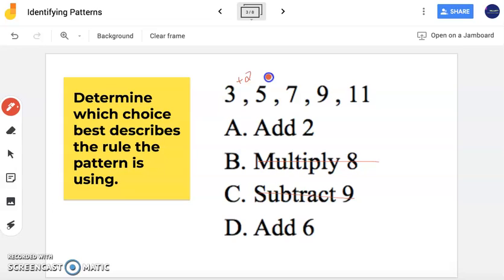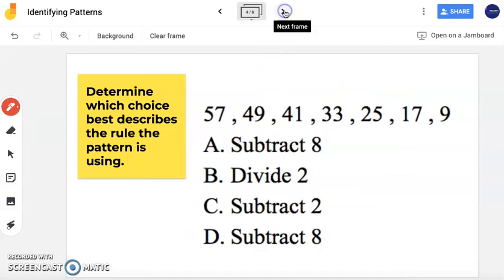5 plus 2 is 7. 7 plus 2 is 9. And 9 plus 2 is in fact 11. So therefore, adding 2 is my pattern here. And that is the rule to this pattern.